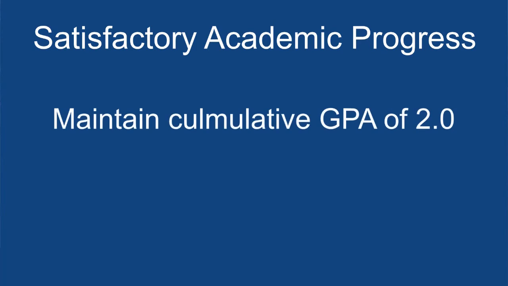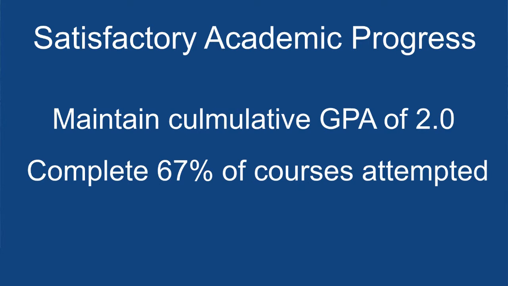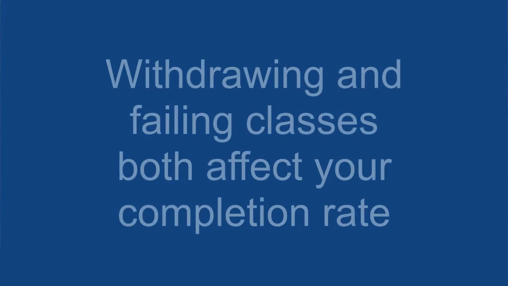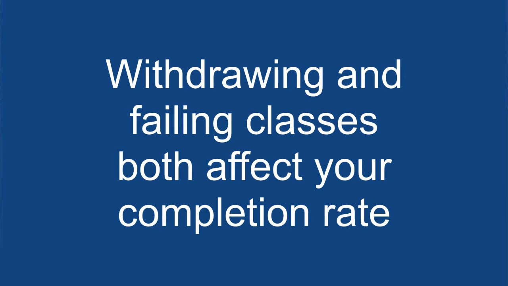First, you must maintain a cumulative grade point average of at least 2.0, which is a C average. Second, you must complete at least 67% of the credit hours you attempt. Withdrawing and failing classes both affect your completion rate. Additionally, due to federal financial aid regulations, when students are unsuccessful in their classes during a semester, there's a potential a student could owe some of their financial aid back.